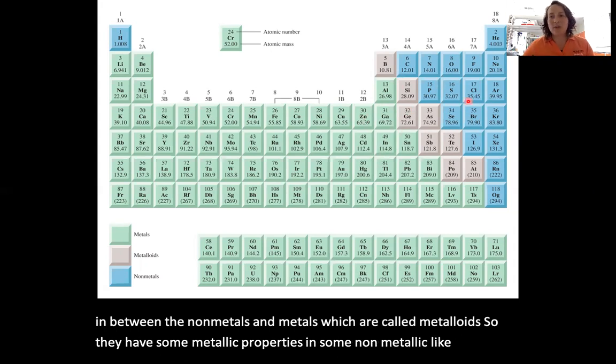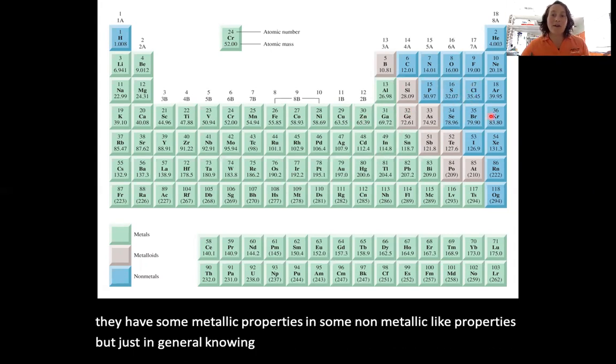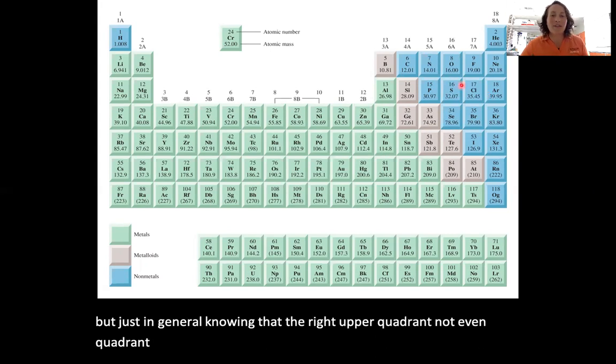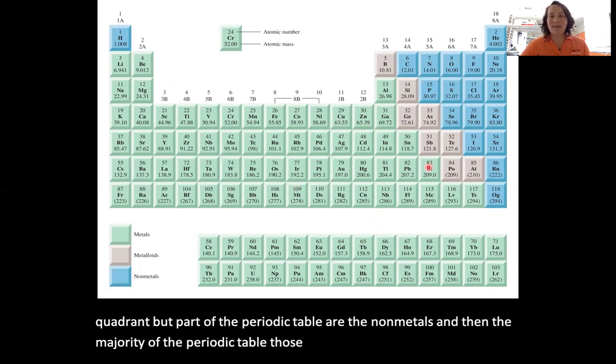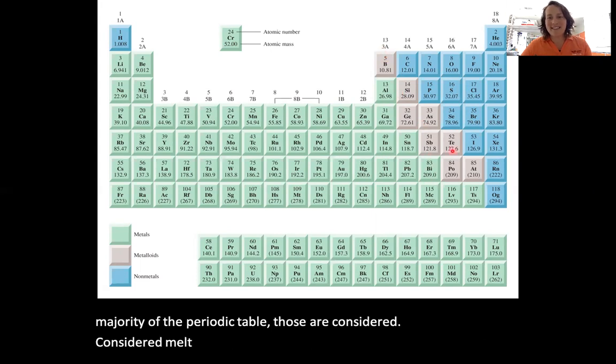But just in general, the upper right part of the periodic table is the non-metals. The majority of the periodic table is considered metals. And this small strip of elements in between the two are the metalloid compounds.